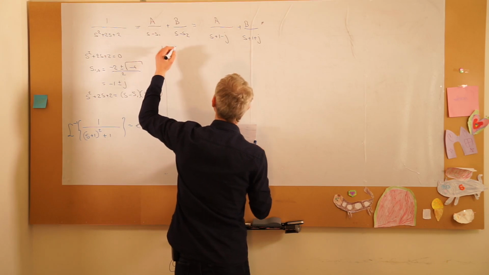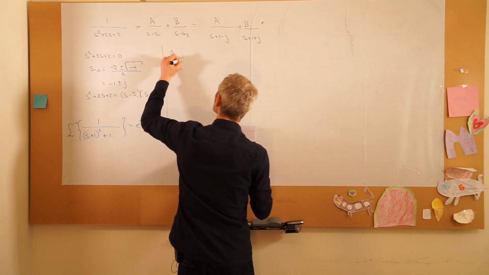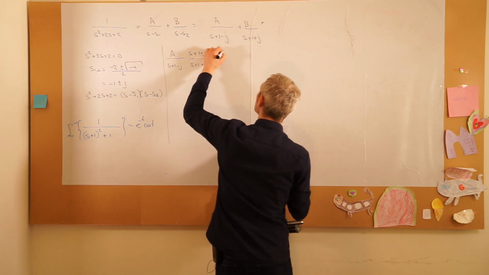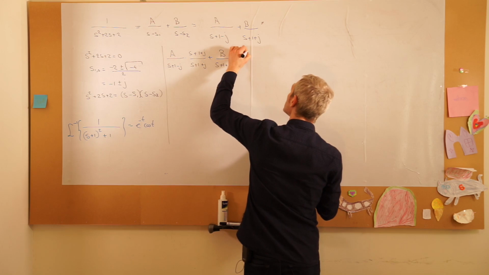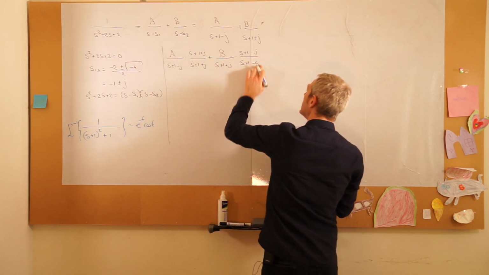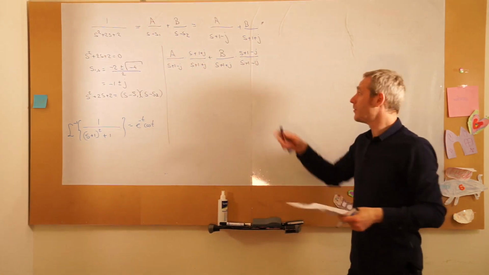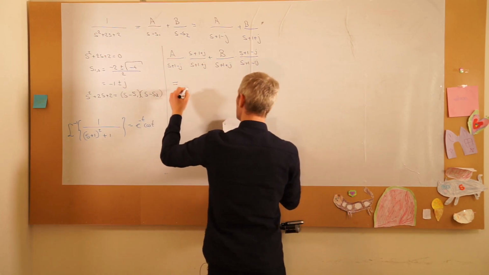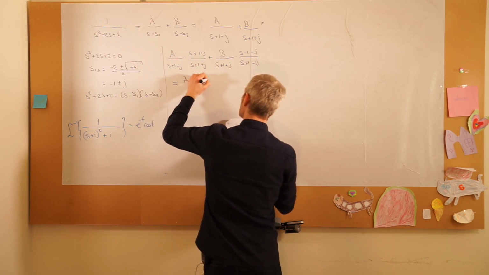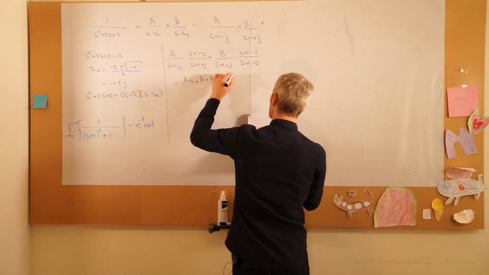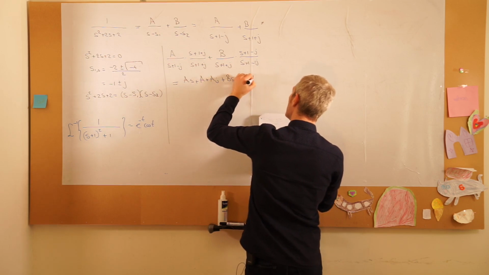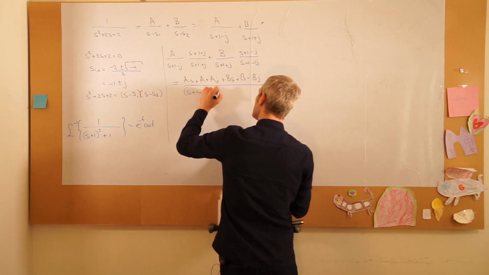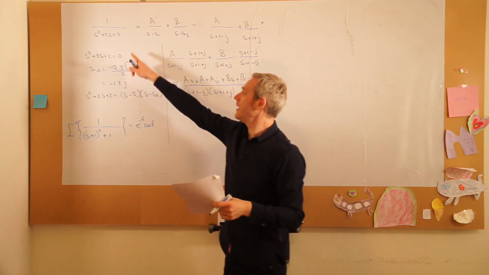So we rewrite this as a over s plus 1 minus j, times s plus 1 plus j over s plus 1 plus j, plus b over s plus 1 plus j, times s plus 1 minus j over s plus 1 minus j. Like we did before, but now we have complex numbers, which makes it a whole lot more annoying. All right, that is equal to as plus a times j plus bs plus b minus b times j over s plus 1 minus j times s plus 1 plus j. And we know that this will end up being s squared plus 2s plus 2.